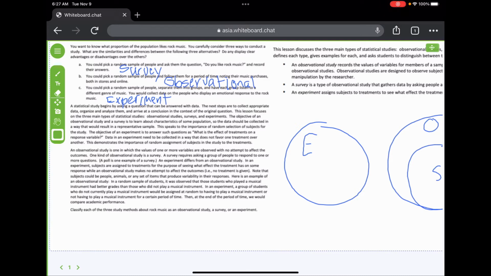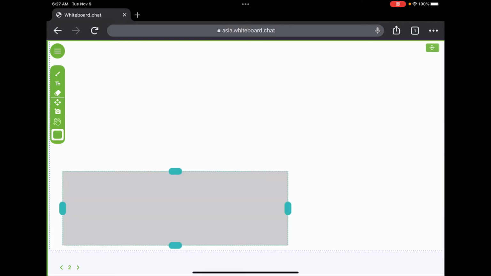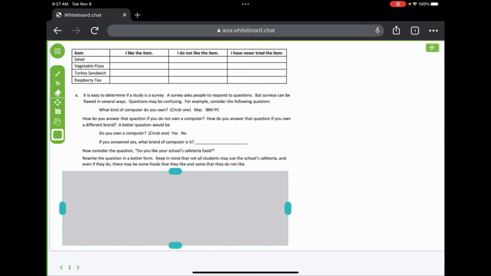Okay? So hopefully you read through this and understand what a survey, observational study, or an experiment is. Now let's go to the next page. Okay. Here we have a chart.